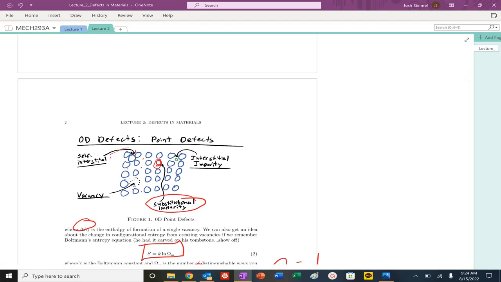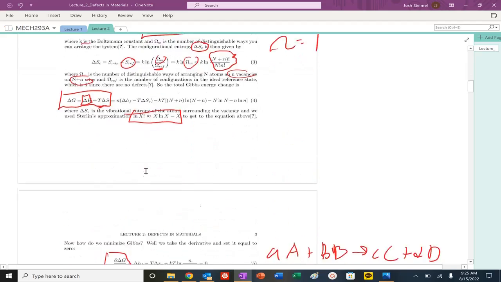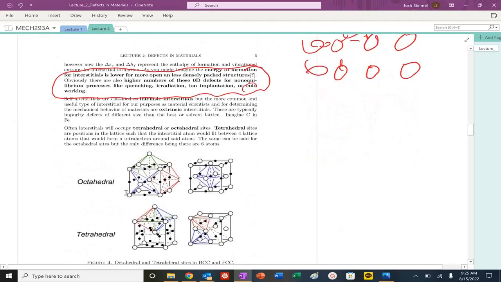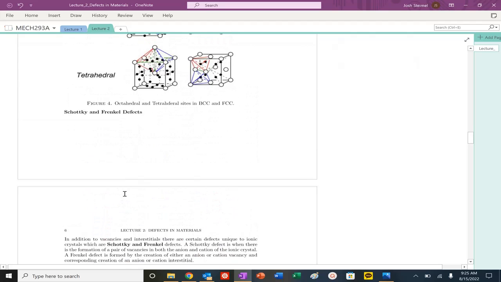I can put an impurity atom in here. Here we're looking at a smaller atom, so that could be like a carbon. It's still going to affect the local strain state, but if you put a large atom in there, that will be problematic as well. So those are all the different types of 0D defects that you may encounter. There's one more special one, and we'll talk about that in just a second.